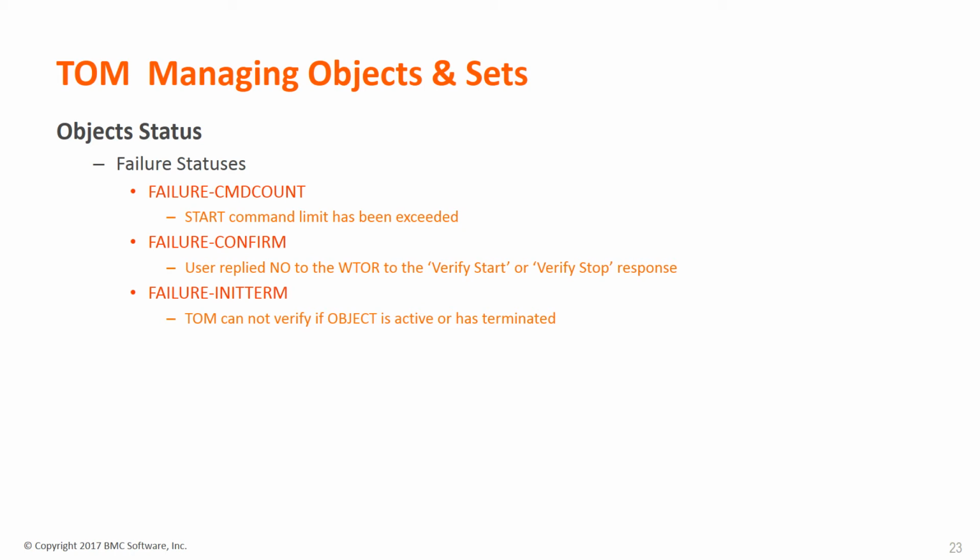Failure command count means that your start command has been issued its maximum number of times as defined in the object definition. Failure confirm indicates that the user replied no to a WTOR that gets issued when you've selected the verify start or the verify stop options in the object definition. And failure init term is kind of a catch-all that Tom just does not know what's going on with that object. Hopefully you don't see very many of those.